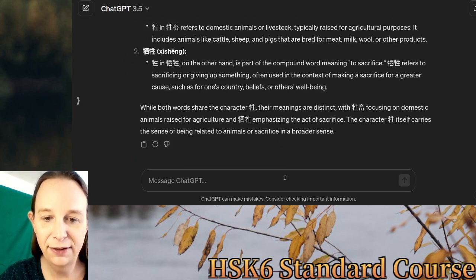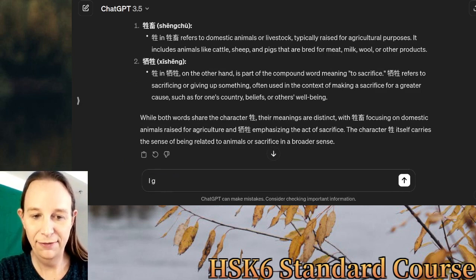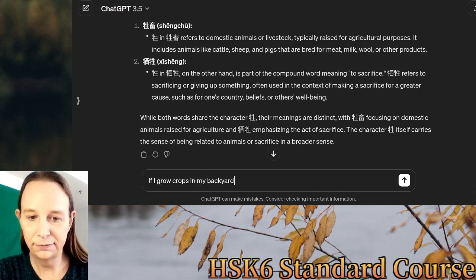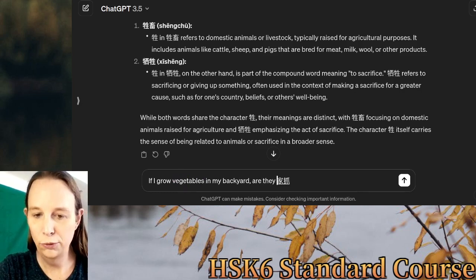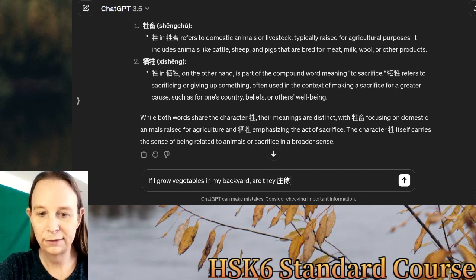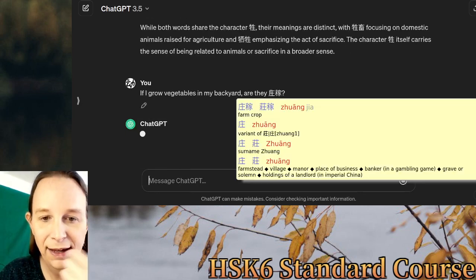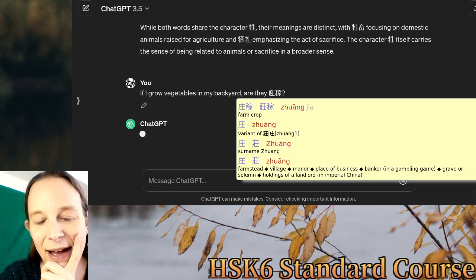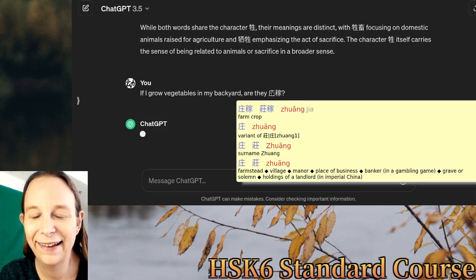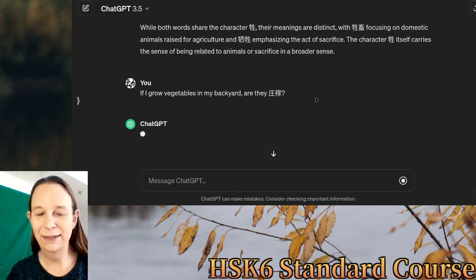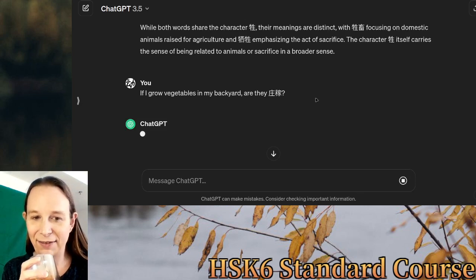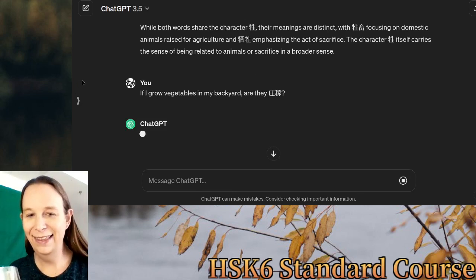And yeah, 庄稼. So if I grow crops in my backyard, like vegetables, let's see. Are they 家庄? No, 庄稼. Are they crops? Maybe not. 庄 is farm, right? What would you call them? Just 蔬菜. If I decide to grow, say, corn in my backyard. I don't have a backyard. I don't have the ability to grow corn, but hypothetically, if that arose.